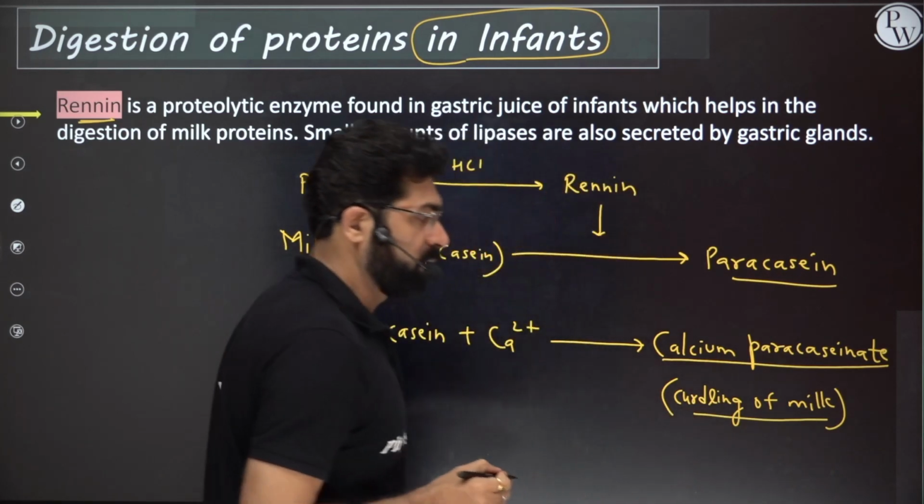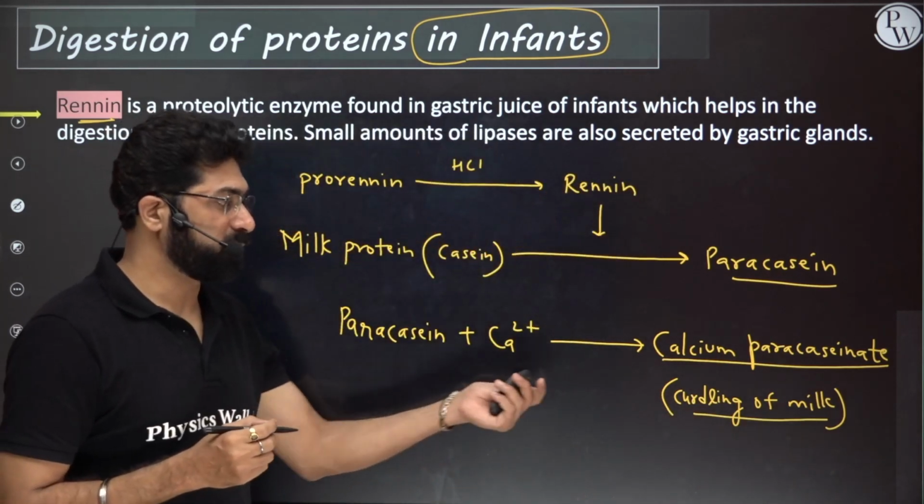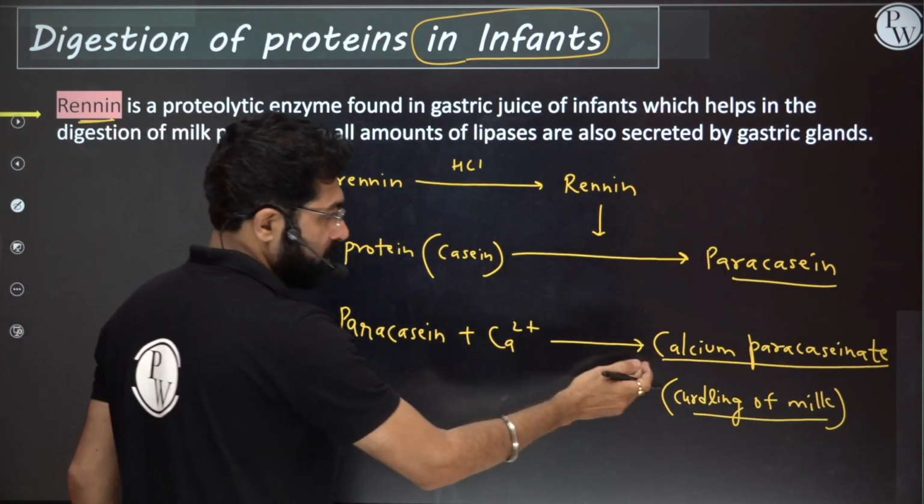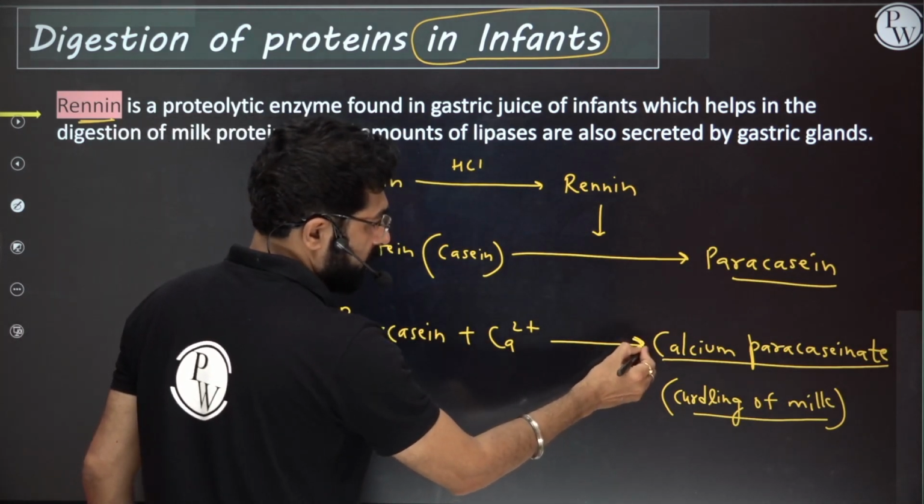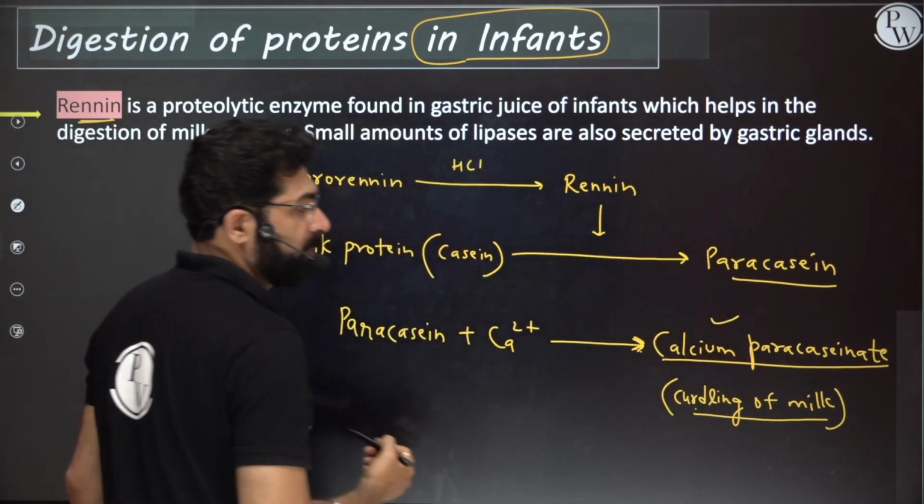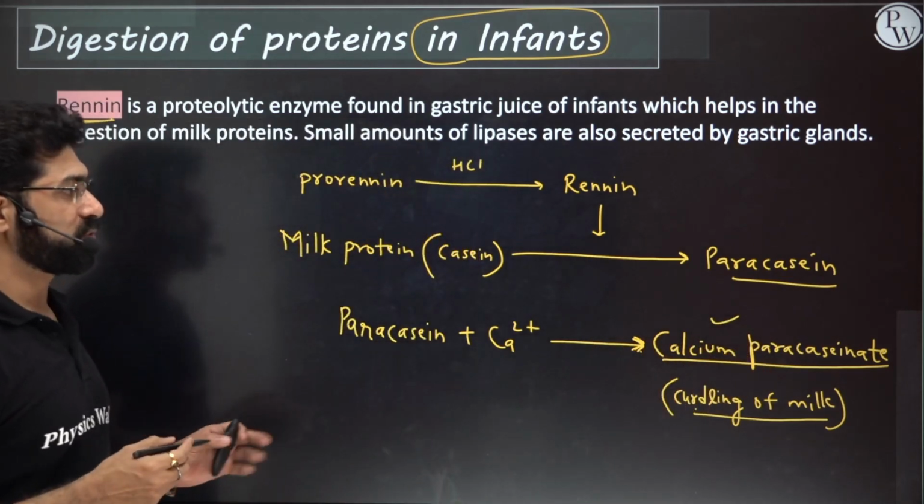So it forms calcium paracaseinate, which is actually the curdling of milk. Okay, you would have seen the infants, they keep on just producing a little bit of curd-like substance. That is the one which has been produced there. Okay, so curdling of milk is the formation of calcium paracaseinate. So hope you understood this.